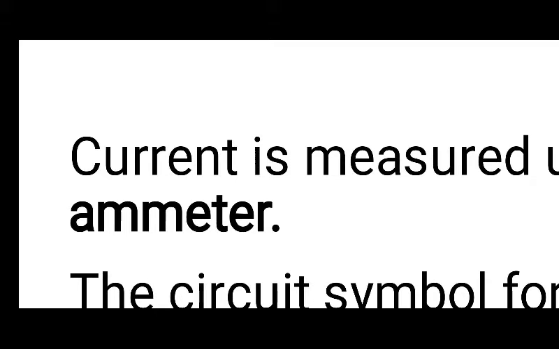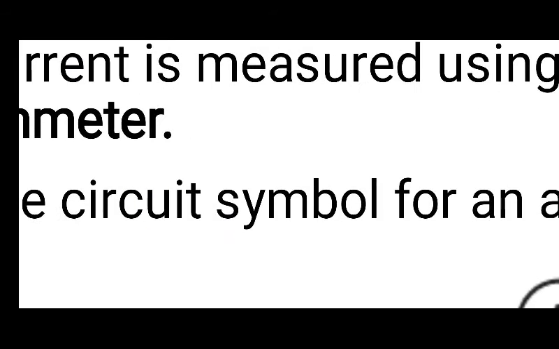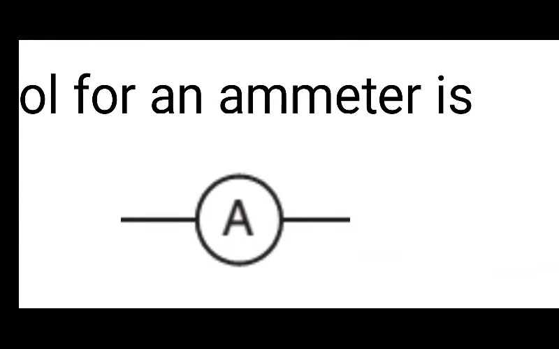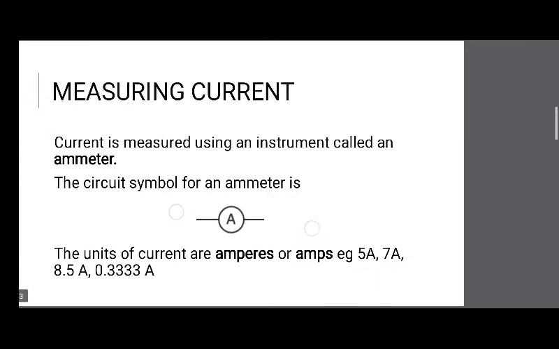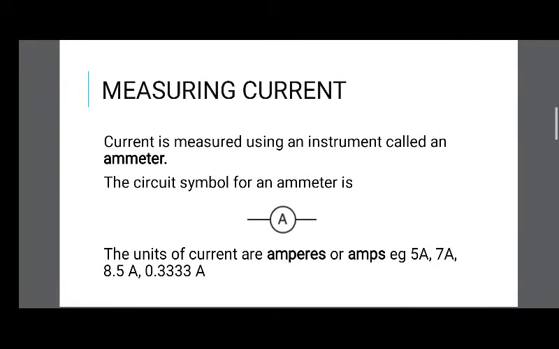Okay, ammeter, I prefer to say ammeter. The circuit symbol for an ammeter is a circle with an A inside, and lines moving away from it. If you see that in a circuit diagram, it simply means it's an ammeter, and it is there to measure the current.